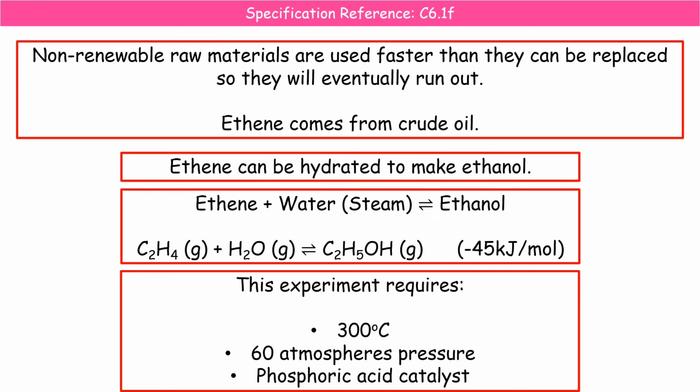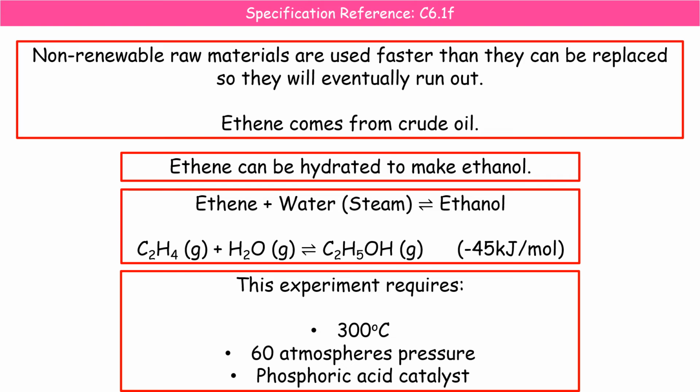Option 2 for making ethanol uses non-renewable raw materials. Now they're non-renewable because we're using them faster than they can be replaced, so they will eventually run out. And the non-renewable raw material in this case is ethene, and the ethene comes from crude oil. The way we make ethanol from ethene is we hydrate it. So hydration is all about adding water. Ethene plus water makes ethanol. Notice it's a reversible reaction. We know because of the reversible reaction sign.